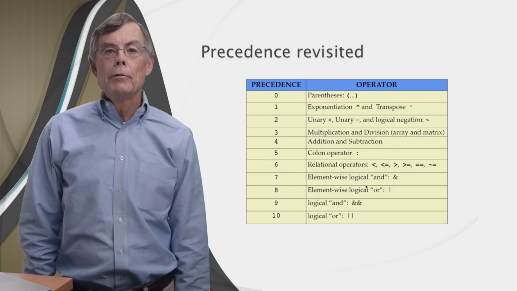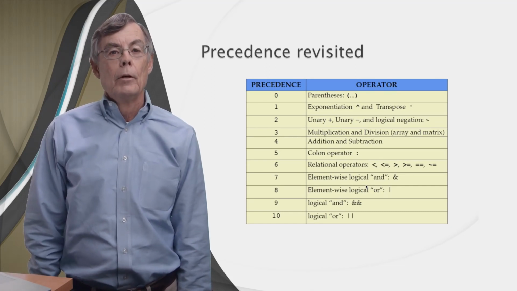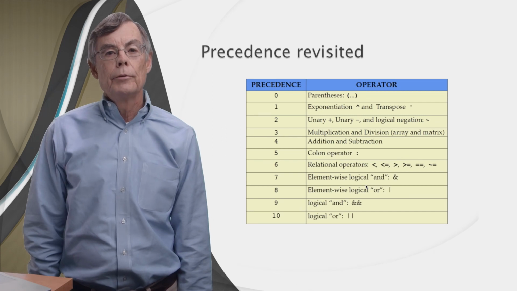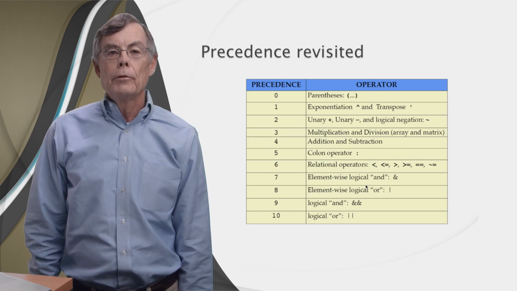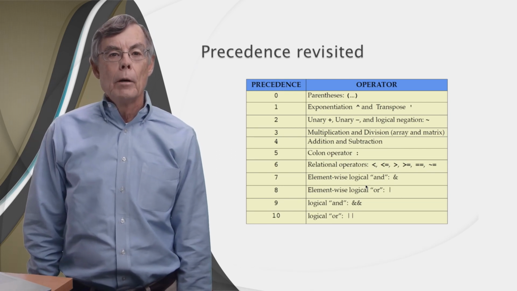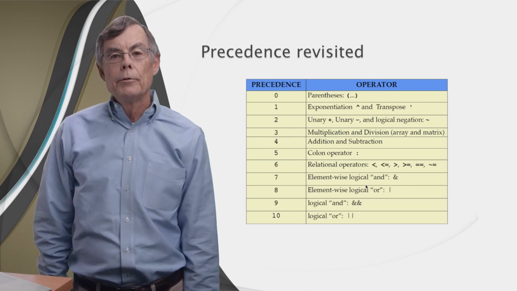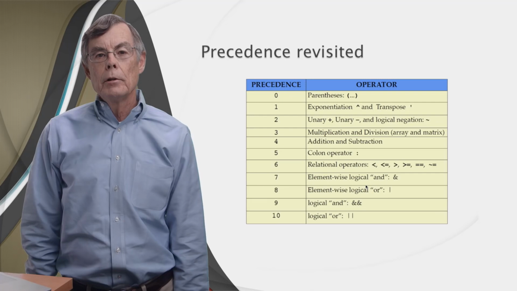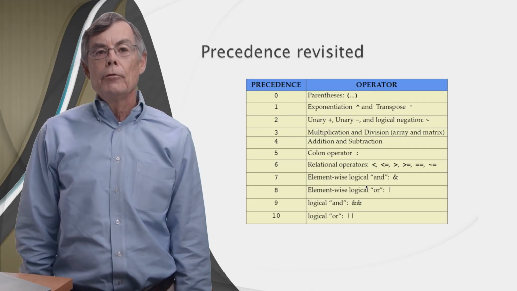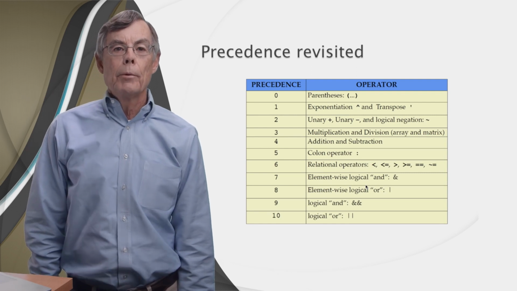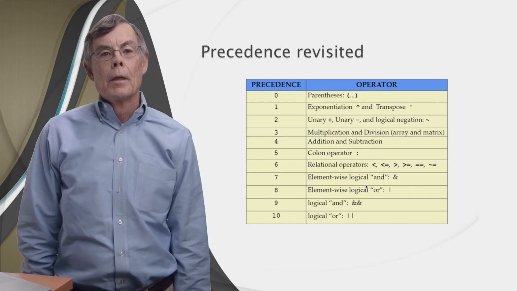Now that we've seen relational and logical operators, it's time to revisit operator precedence, which, you may remember, is the set of rules that governs the order in which operations are executed. This precedence table shows that order. Lower numbers mean earlier execution. For example, relational operators at 6 are executed before logical operators at 7, 8, 9, and 10. In addition, at 4 is executed before the colon operator at 5. Remember that surprising example a few lessons ago?